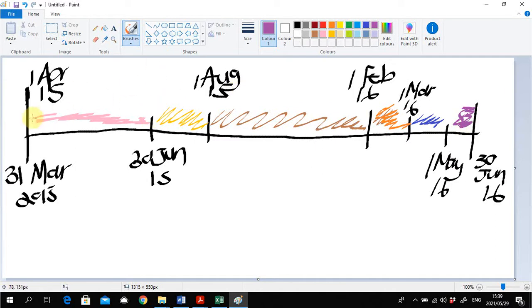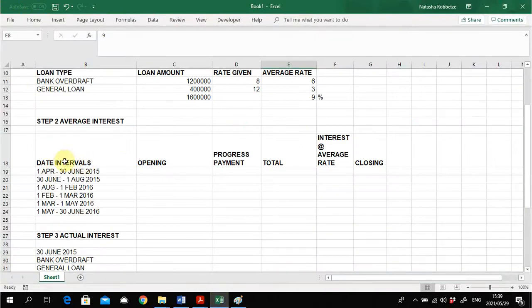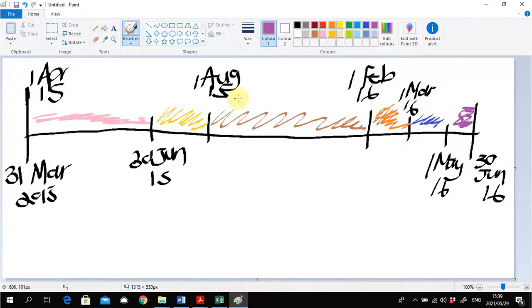So here we can now clearly see all the intervals that are required. And you will see I've jotted them down here. So 1 April to 30 June to 1 August to 1 February. So this is where I found my intervals on this timeline. If you draft this timeline, you will also use it to calculate your interest earned.